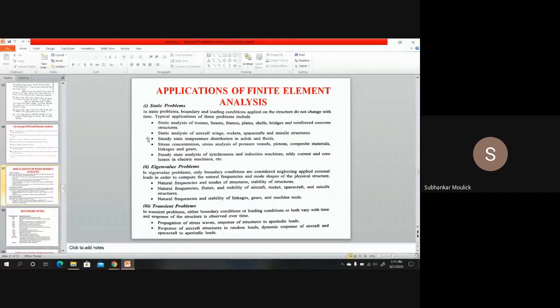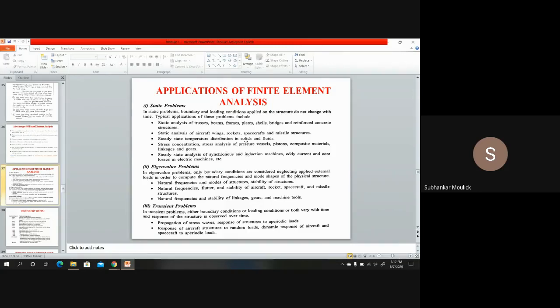Some of the common static problems that we solve in FEM are static analysis of truss, beams, plates, shells, and static analysis of aircraft wings, rockets, etc. We can also analyze stress concentration. For example, if we have a plate with a small hole inside it, how do we model that structure, and which portion will be subjected to the maximum amount of stress? That also we can analyze here.